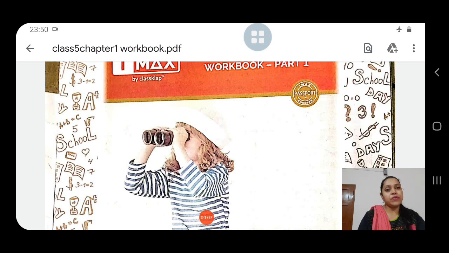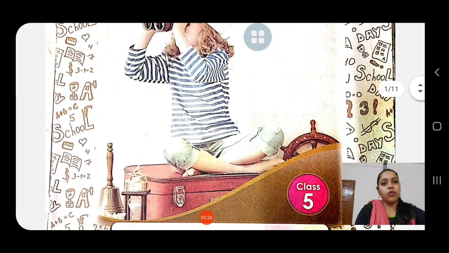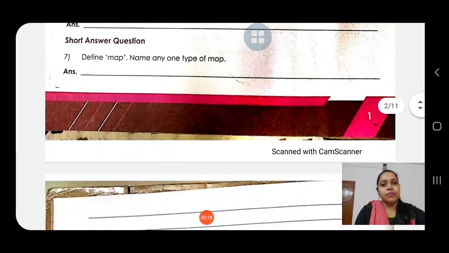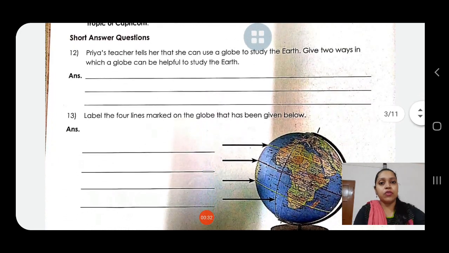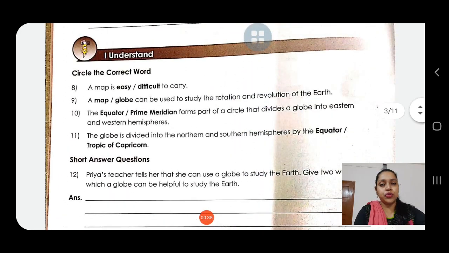Children, you remember what we were doing? Yes, we finished our first lesson, that is representing the earth, and we were doing workbook question answers. We did till, I suppose, question number 7. Now children, everyone take out your workbook. Please follow with me, okay? Take out your workbook and take out page number 2.